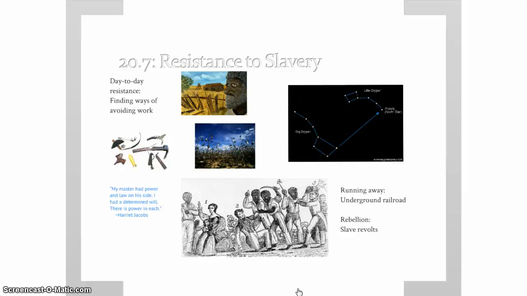But the most common way would be day-to-day resistance, finding ways of avoiding work. They'd break things, tools, things like that, so they'd have to spend their time doing those kinds of things. They would mess up the fields. They would kill and break some of the cotton plants and that kind of thing.